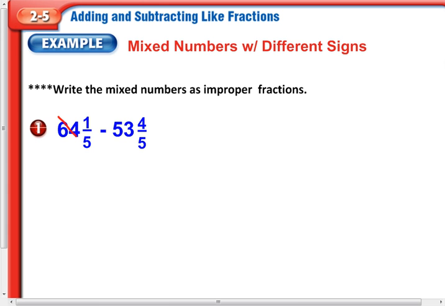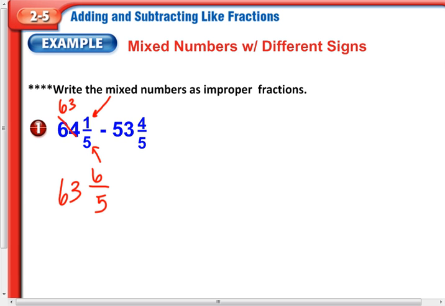So what you're doing here is you're borrowing. And you borrow from the denominator, given that whole number there. So 63 and 6/5, subtract 53 and 4/5. Same technique once you use your borrowing here as you did in the previous step. So deal with your whole numbers here first. Whole numbers.